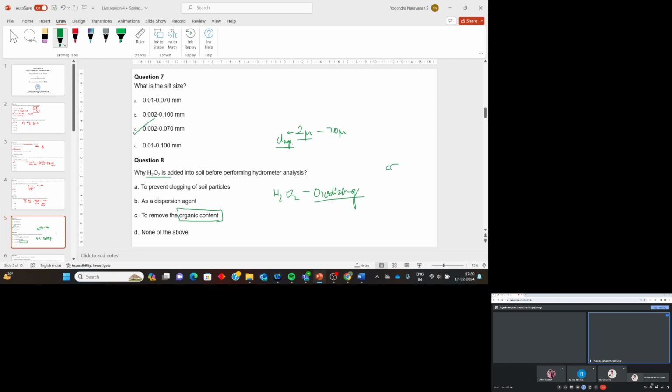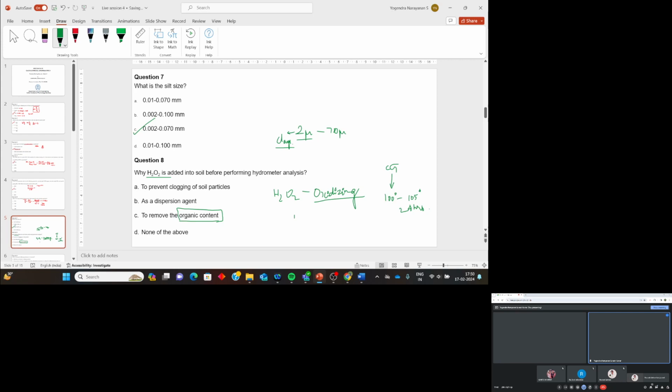If you take coarse grain, you can oven dry at 100 to 105 degrees for 24 hours. In case of fine grain, if you dry at 100 to 105 degrees, the adsorbed layer also will be evaporated. That will completely change the behavior of the clays. So we do not want the adsorbed layer to be evaporated. That is why we just air dry the samples.